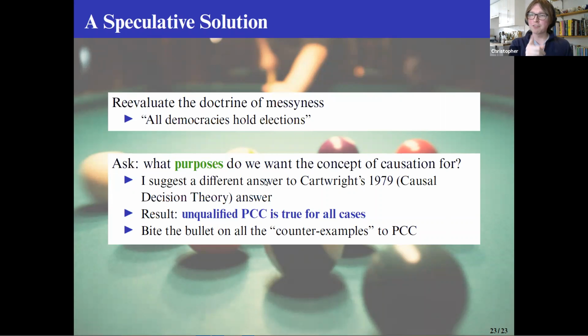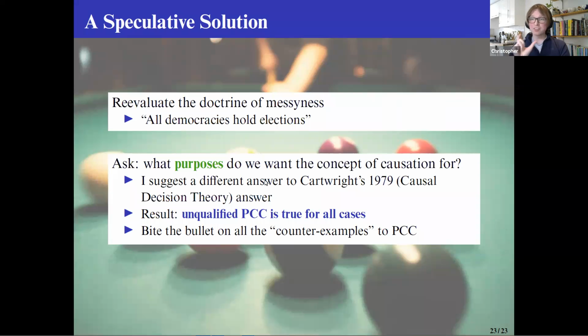Rather, the cleanness of that truth, its lack of exceptions, is explained by the single-mindedness, the cleanness, of the uses to which we want to put the concept of democracy. It's really important to us to make sure that countries have elections. So what I want to suggest is that the same is true of our causal concepts. I suggest we start by asking a very Cartwrightian question: what purposes do we want our concept of causation for? And in the work I'm currently doing, in a much bigger book-length project, I suggest that the answer to this question is not quite the answer that Nancy gives, namely causal decision theory.